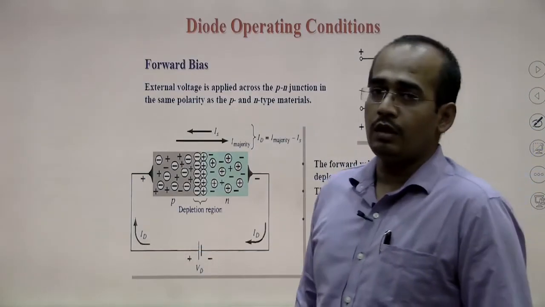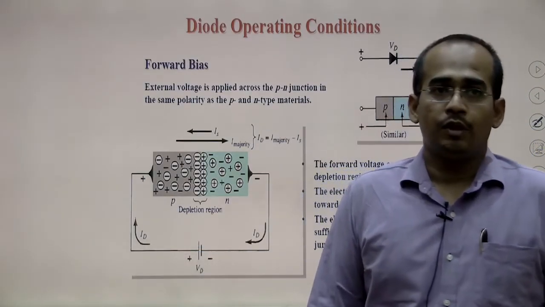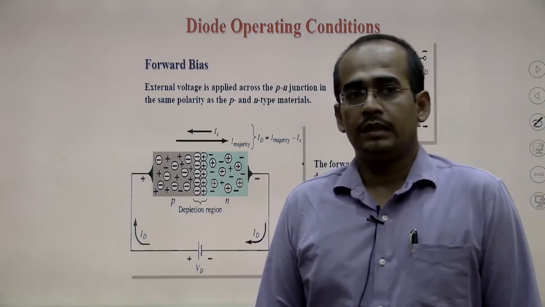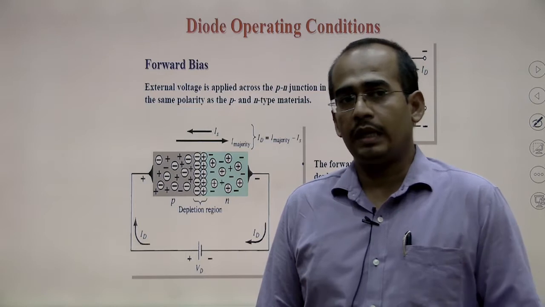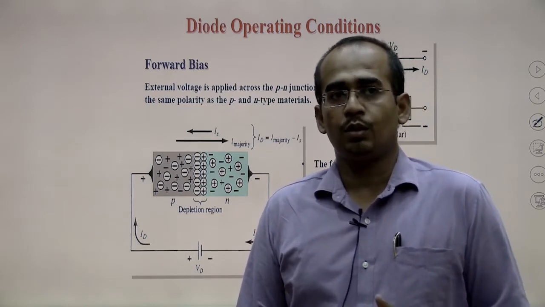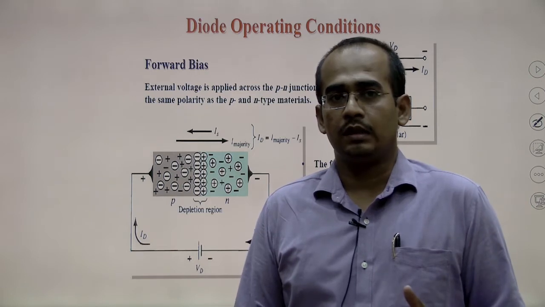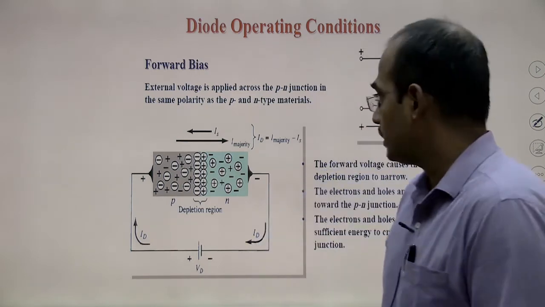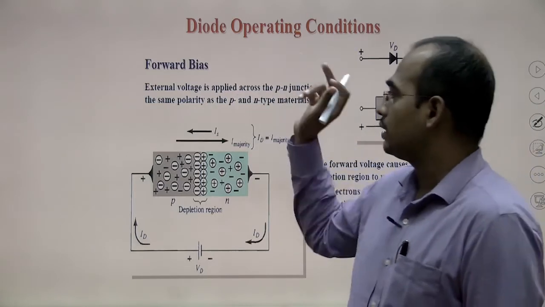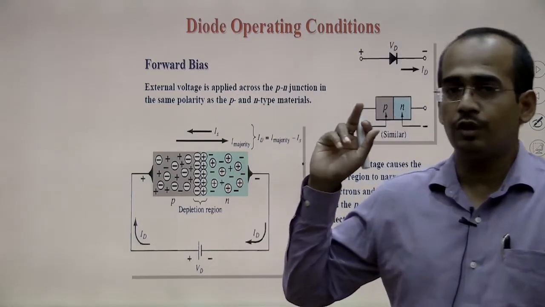So, first of all, what is biasing? Biasing is the method of applying an external voltage across the device, or the p-n junction diode. There are two types of biasing. First is forward biasing and second is reverse biasing. First of all, what is forward biasing?